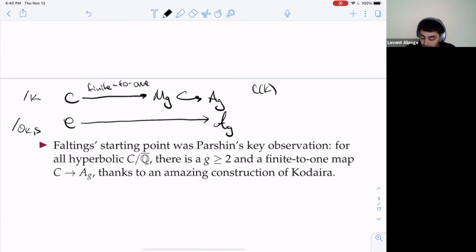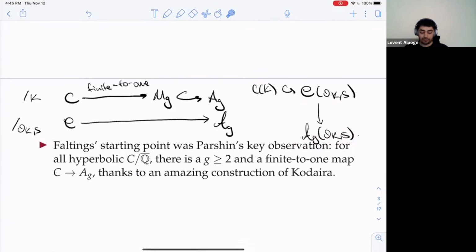And so it follows, just by properness, that the K-points, which sit inside the S-integral points. So in this step, we've made absolutely no progress. This is like clearing denominators. That doesn't do anything, but they map finite-to-1 to the S-integral points on A_g, a.k.a. abelian varieties over K with good reduction outside S of given dimension g. So this is what Kodaira buys you. This geometric construction of Kodaira buys you that you don't have to think about integral points on your curve anymore. You can just think about abelian varieties.